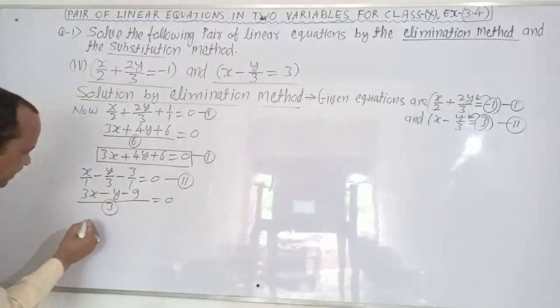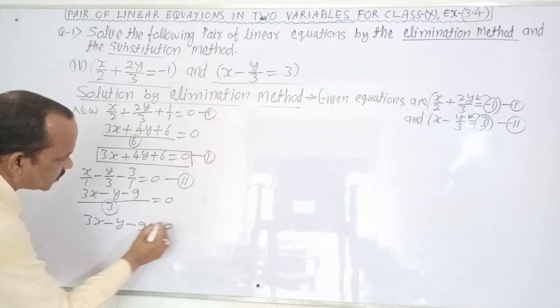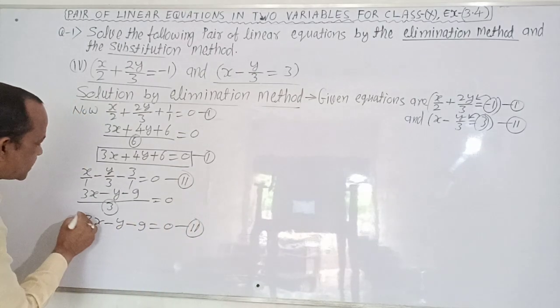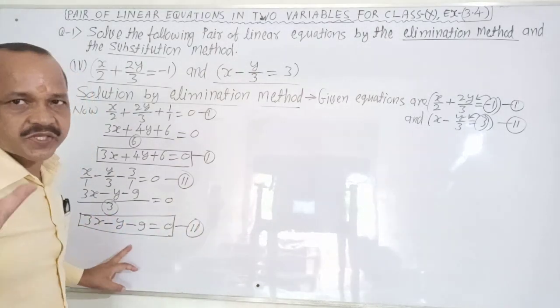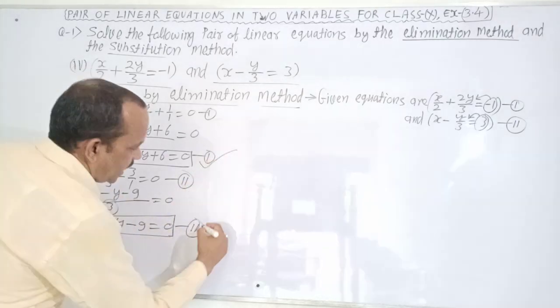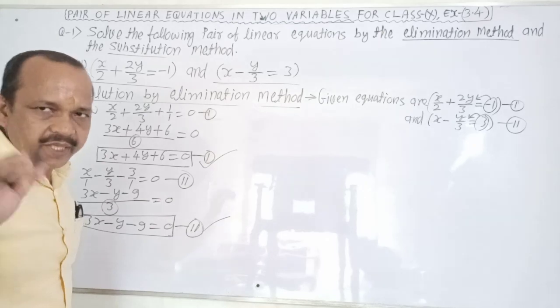You can write it 3x minus y minus 9 equal to 0. It is equation second. Equation first and equation second is clear? No confusion about it? Very good.